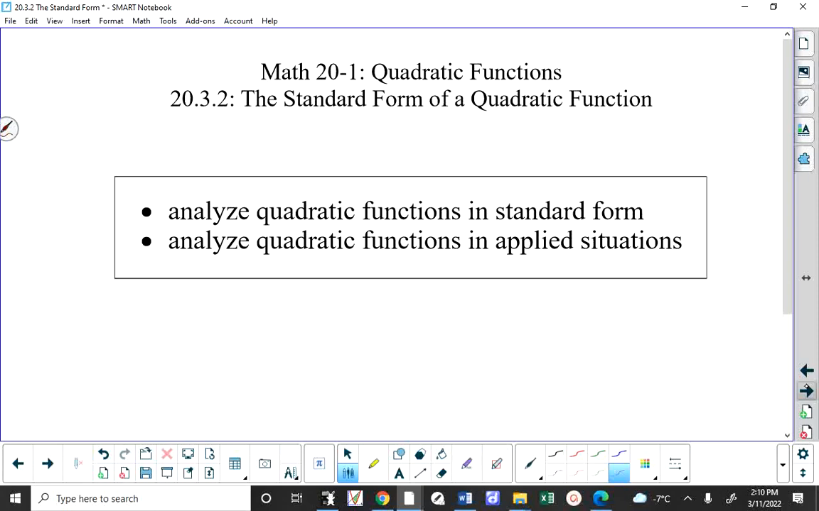We're also going to today, instead of analyzing quadratic functions, we're going to analyze in standard form. We're also going to analyze quadratic functions in situations where we create the quadratic functions. We make them up. That sounds like we're just randomly making up quadratic functions. That's not what I mean.